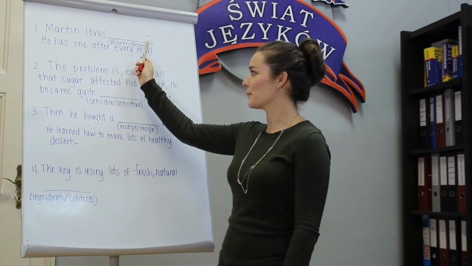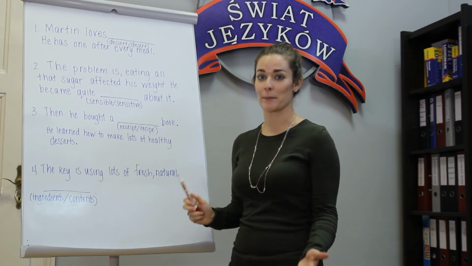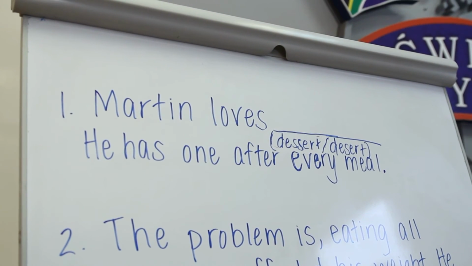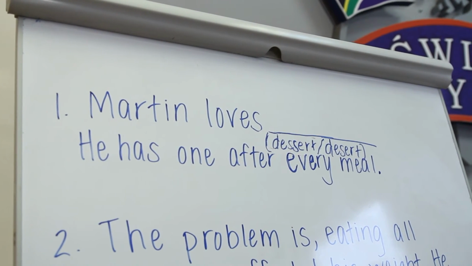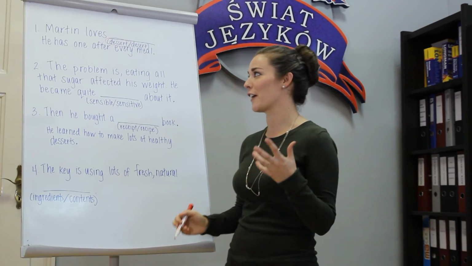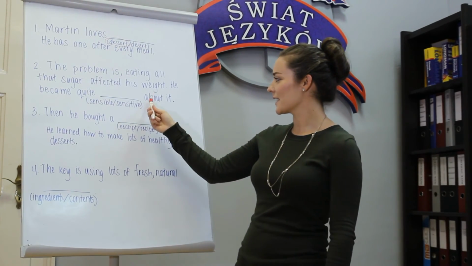So Martin loves blank. He has one after every meal. Are we looking for the word dessert or desert? I think the most appropriate one for this would be Martin loves dessert, which refers to that sweet dish after every meal. Let's look at sentence number 2.